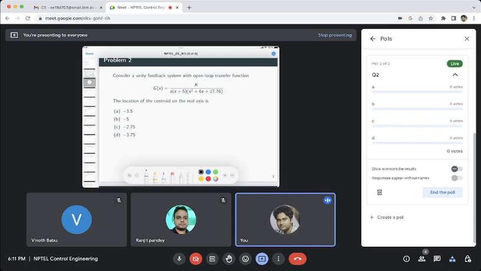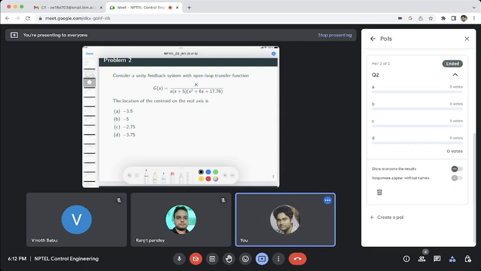So the question is clear, right? You know the centroid, right? It is the point from which you draw the asymptotes. Okay, so let's discuss.